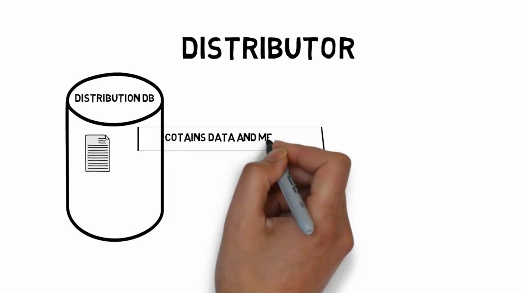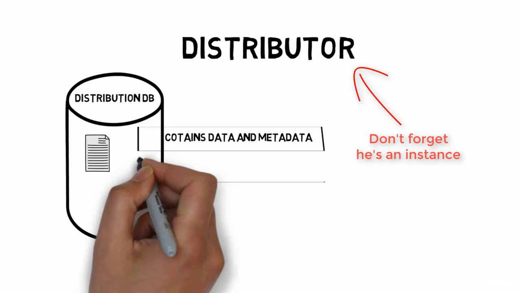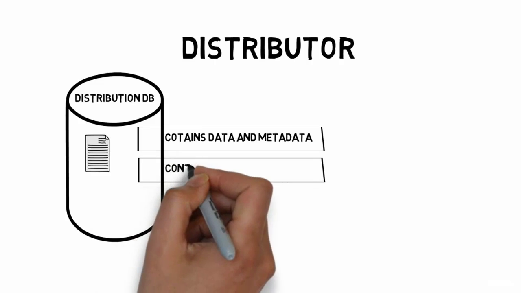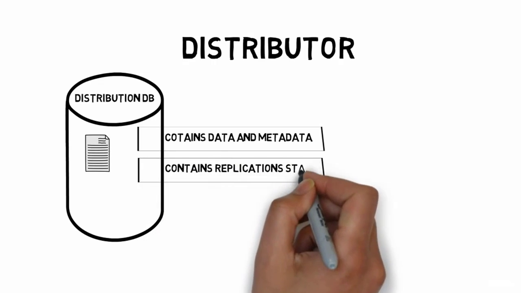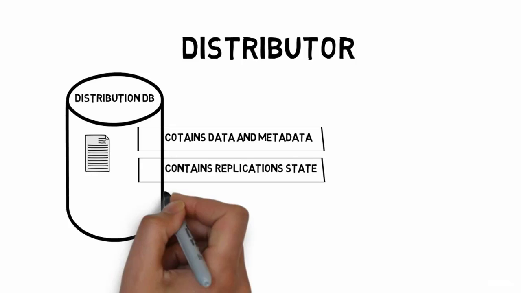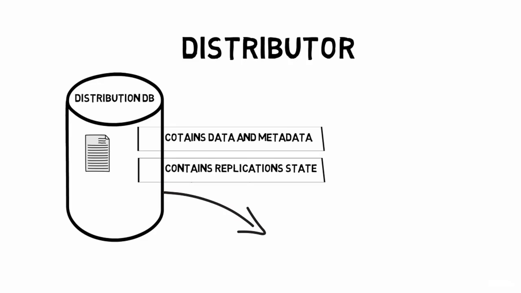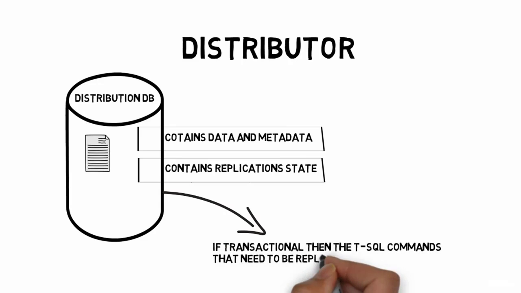The distribution database contains metadata about the publisher's publications and their articles. Additionally, the database contains metadata about the progress and state of the replication process. And in the case of transactional replication, the database also contains any Transact-SQL commands that were executed on the publisher that need to be replicated. For each command, all the data necessary to re-execute that command is also stored in that database.